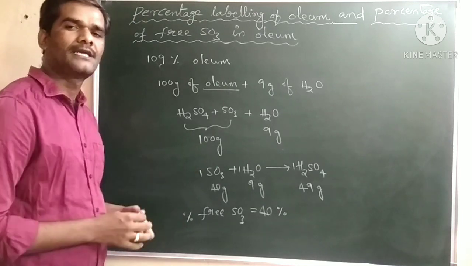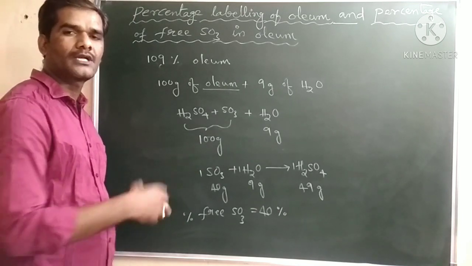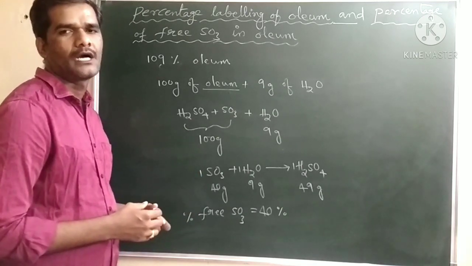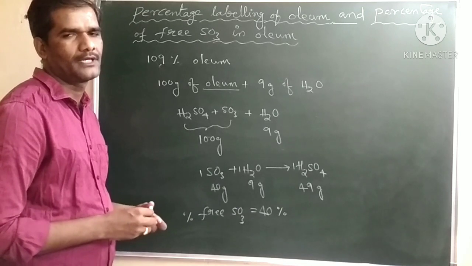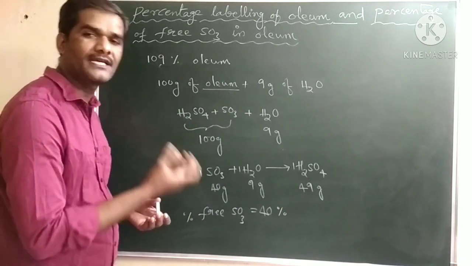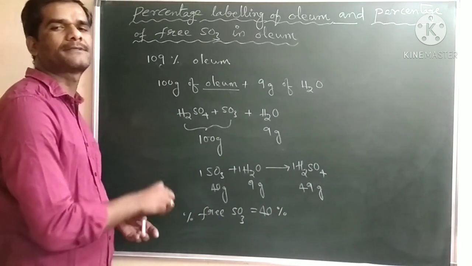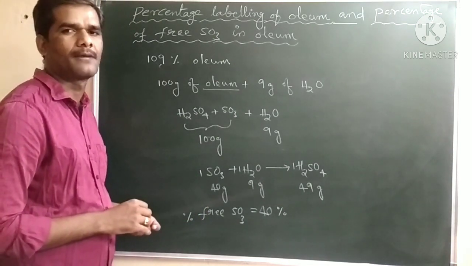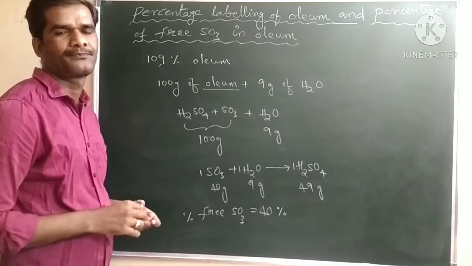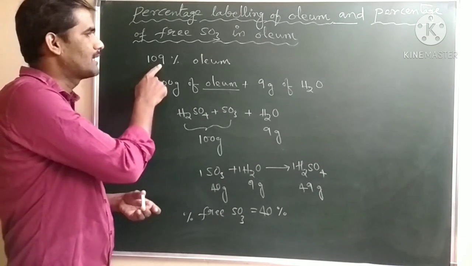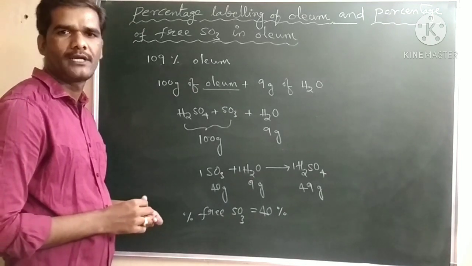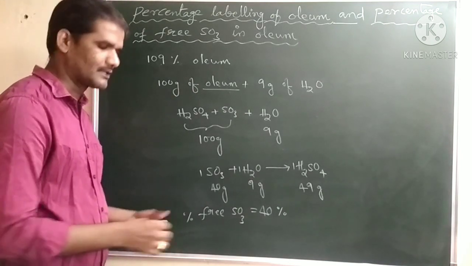The previous labeling of oleum means the total amount of H2SO4 produced after addition of a certain amount of water to the 100 grams of oleum sample. And in that oleum sample, how much free SO3 is available? That is its percentage of free SO3 in the oleum sample. That again we can calculate by knowing its labeling. Once you know the labeling of this oleum, you can calculate the free SO3 present in the oleum sample. Let me take some more examples.